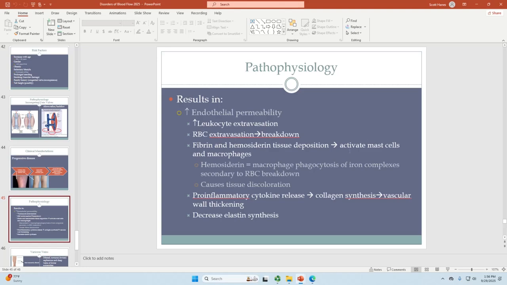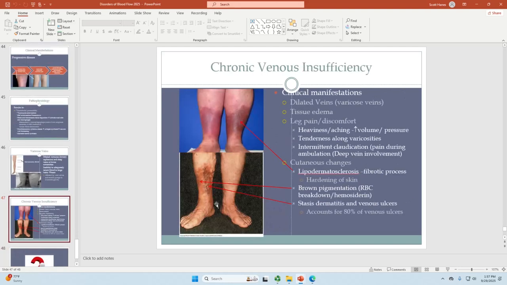They get eaten up by mast cells and macrophages, which then creates this hemosiderin. So that's where you get the discoloration, right? You get the red blood cells leaking out of the blood vessels and then getting phagocytized by these macrophages, for example, and that causes that discoloration, which I'll show you in the next slide. There's also a pro-inflammatory state, which causes some vascular remodeling, as we mentioned before, and decreased elastin synthesis.